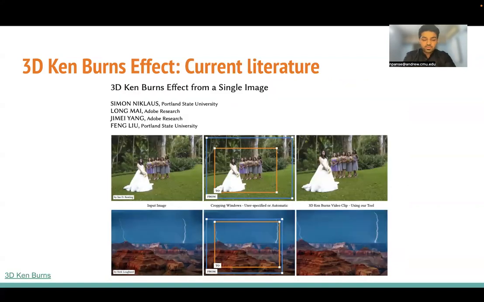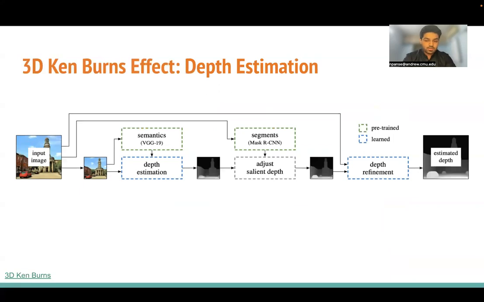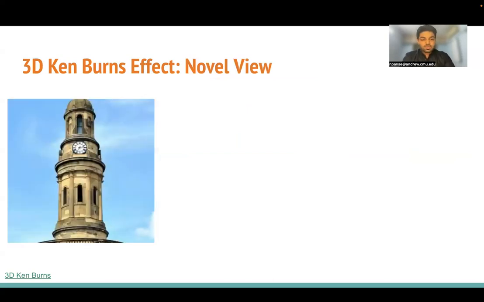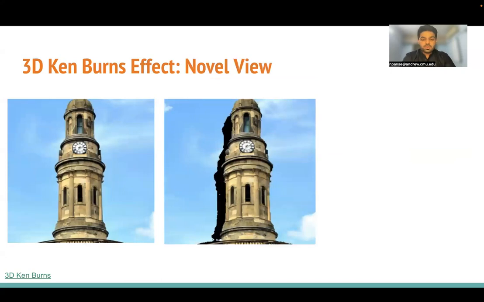One of the pivotal works in the area of 3D Ken Burns effect was by Adobe, wherein they used deep learning and an extensive pipeline to build the 3D Ken Burns effect from a monocular image. The way they do it is they first do depth estimation using a normal depth estimation network, then use a segmentation network to refine the depth, and then a depth refinement network to get accurate depth estimates. Once that is done, they convert the entire scene into a point cloud and then render a novel view.